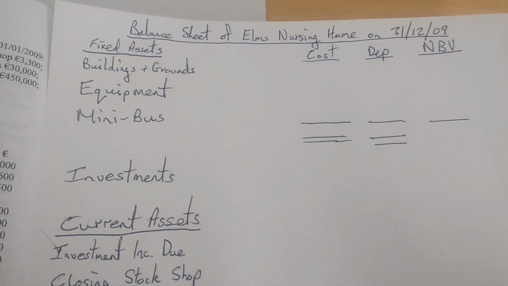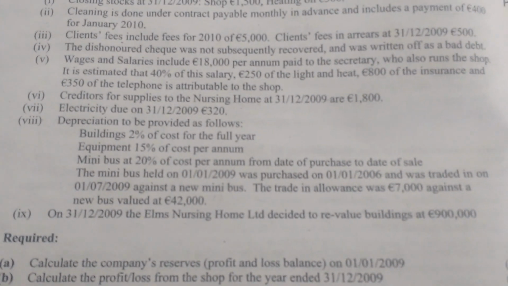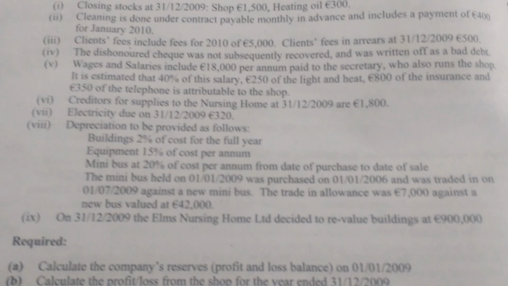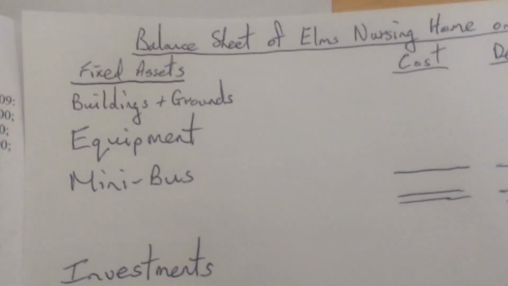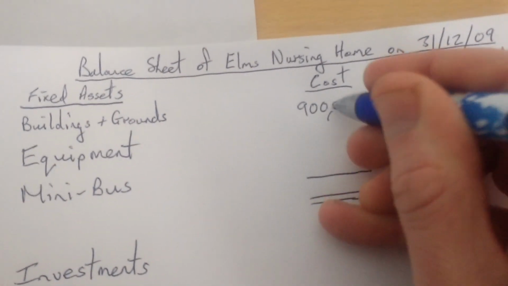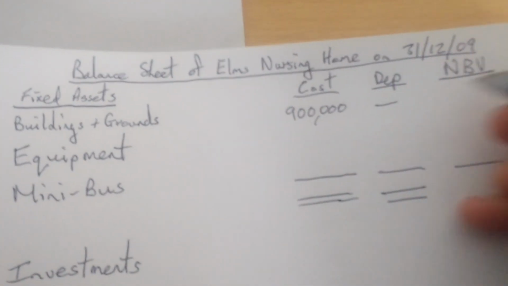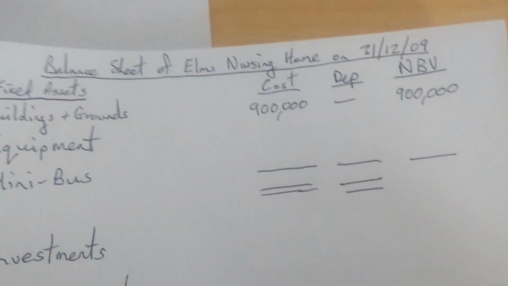So, to start with, the buildings and grounds. That's the most straightforward one anyway for a start, because it says at part 9, Elms Nursing Home decided to revalue the buildings on the 31st of the 12th, 2009. That means they get a new cost of 900,000 in your balance sheet. So we can put that in, 900,000. It means we set the depreciation back to 0, and our net book value must also be 900,000.